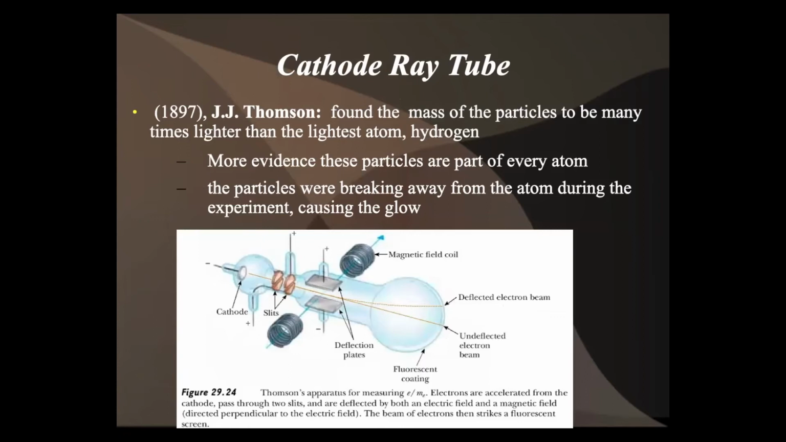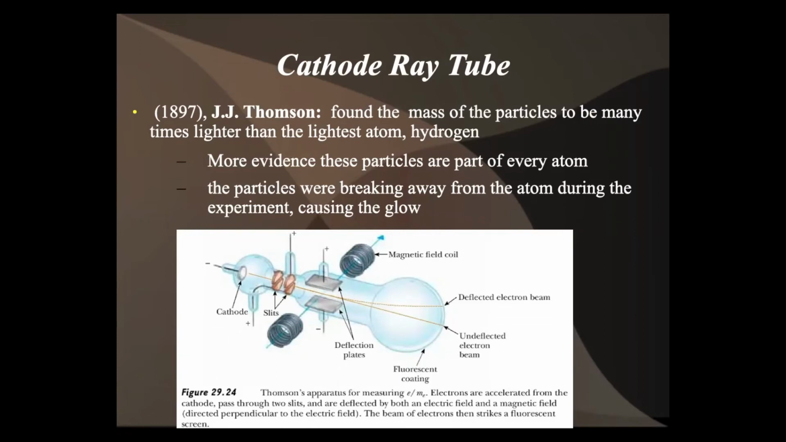After William Crookes, J.J. Thomson came along, 1897. He did a lot more experiments with this. He gave it the name electron. He was able to find the mass of these particles. And what he discovered is that they're about 2,000 times lighter than hydrogen, which is the smallest atom. And so these are a lot smaller than the atoms.